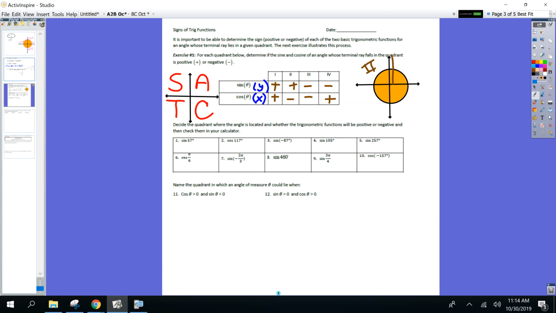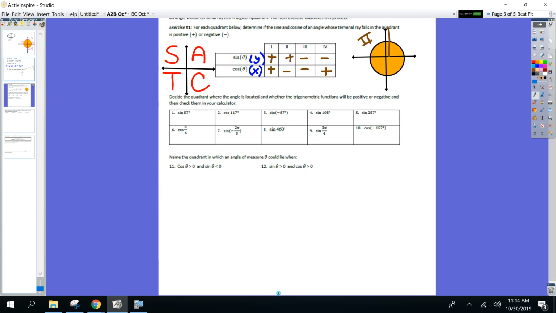ASTC. Ready? All students take classes. If you come up with your own device, that's probably not going to be appropriate for class. You keep that to yourself. Okay? All right? All students take classes. That's how I remember where to put everything going counterclockwise. We all good there? All students take classes. All right.